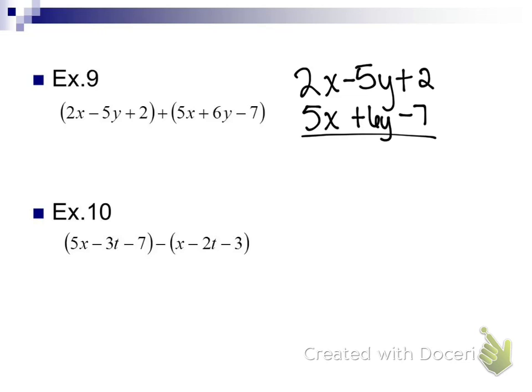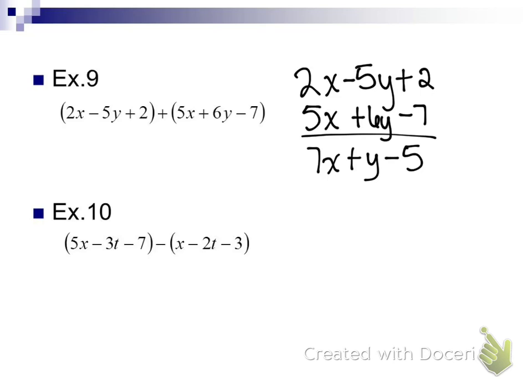So you do not have to rewrite the first one top to bottom lined up. That's just how I like to do it. But when I go to combine like terms, Danielle, what do I get on number 9? 7x plus y minus 1. Wonderful. Okay, if it's an addition problem, you don't change anything. You just combine like terms.